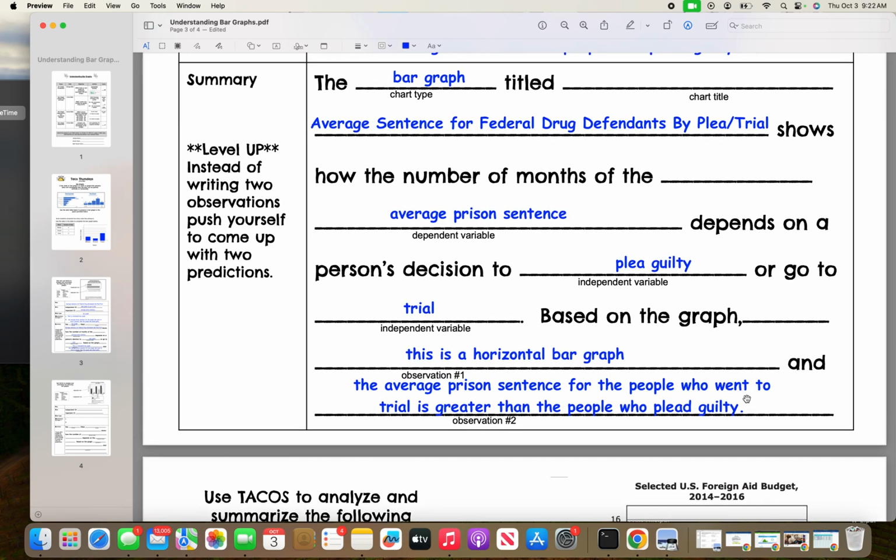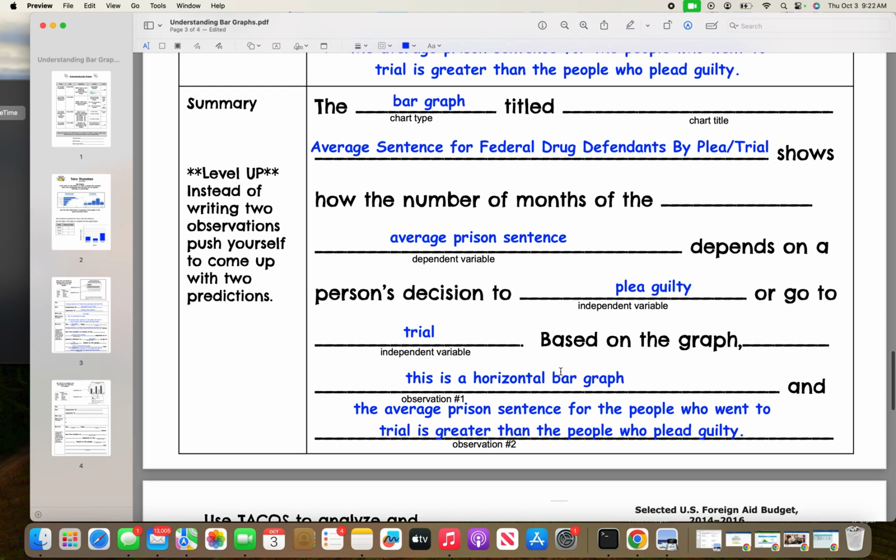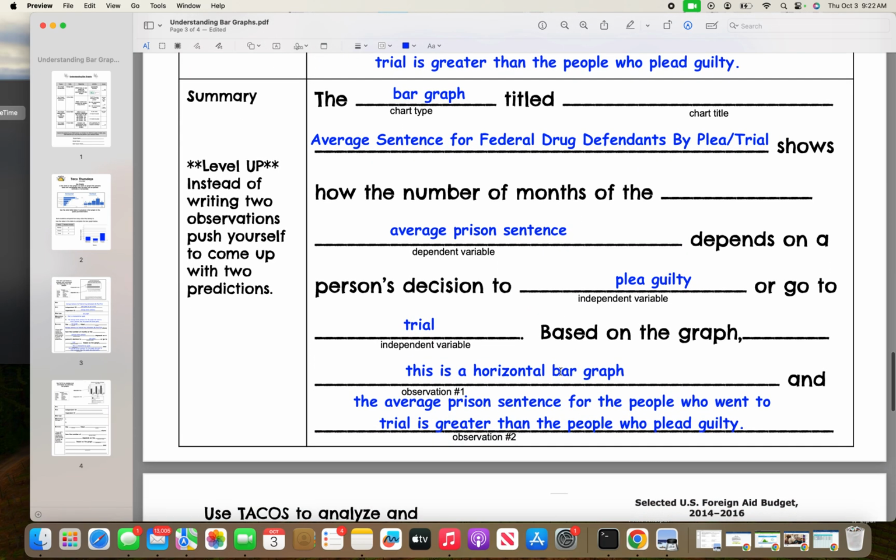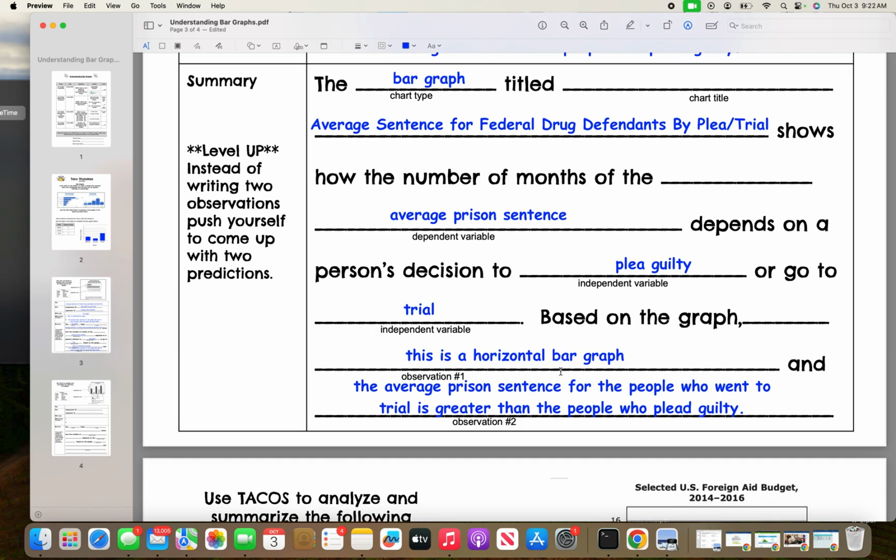If you want to level up, then you can make some predictions, okay? Like a prediction that, well, if Mr. Scott was for some reason brought up on charges and he decided to plead guilty, then he might get less years in prison than if he went to trial, right? We shouldn't use Mr. Scott though. But anyway, that is it.